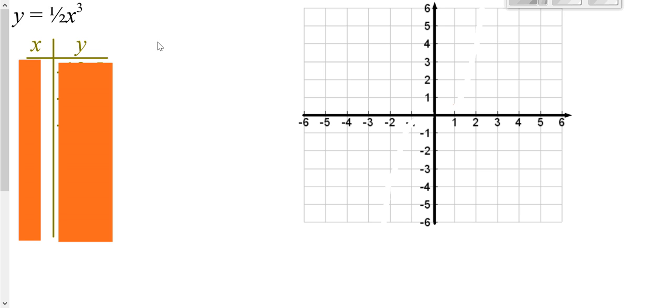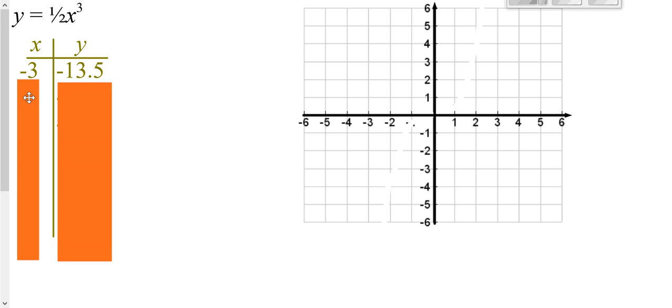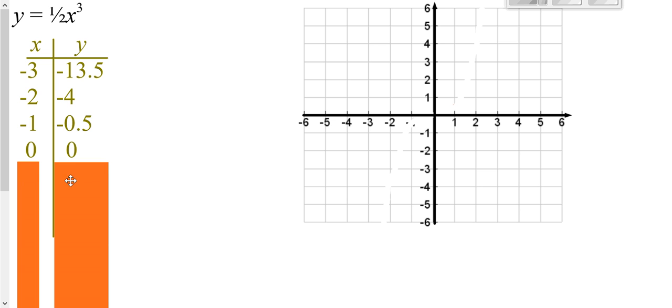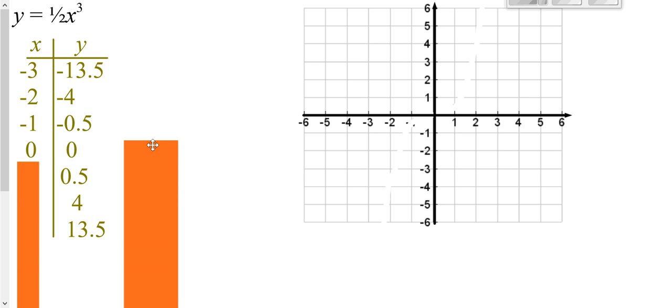So looking at this one here, it is not a line, so we're going to want to choose multiple points to help us out. So I'm going to just choose some values for x. So I'll plug in negative 3, negative 3 cubed times a half. Plug in negative 2, negative 2 cubed times a half. Plug in negative 1 cubed times a half. Plug in 0, 0 cubed times a half, and so on.